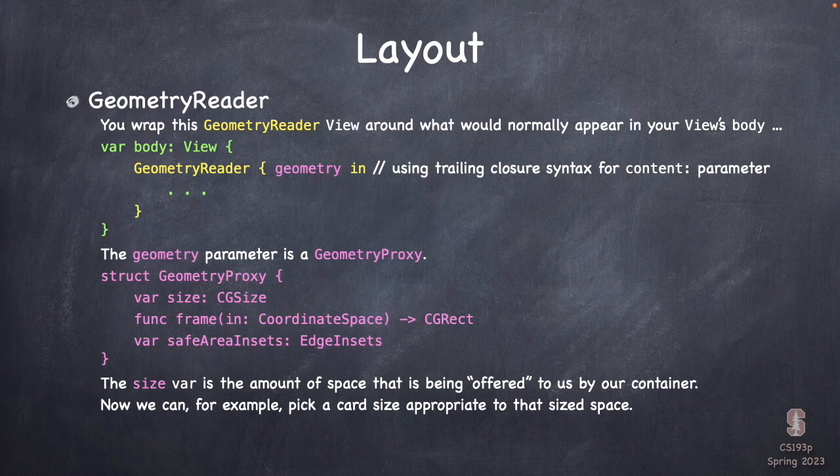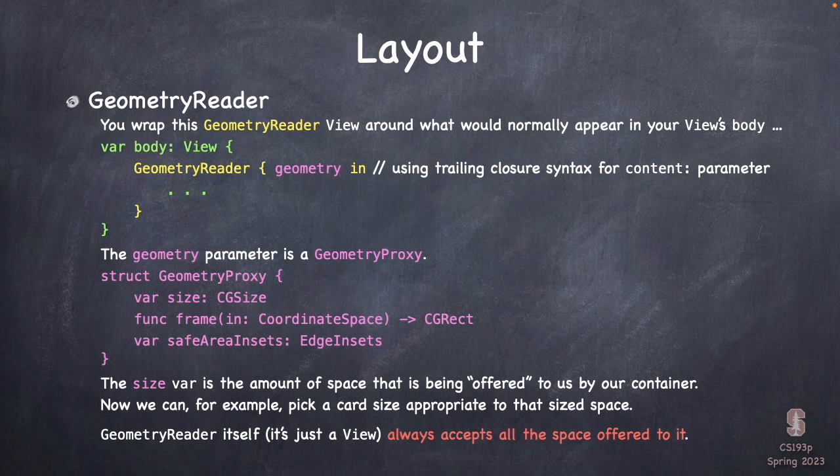The only trick with GeometryReader that's important to understand is that it uses all of the space offered to it. It's really the only way it can work, right? Because the whole idea is it tells you how much space was offered to you, so it has to use all that space to see what its size is. So that's in red here. Some people forget about that and they're trying to make a view small, but then they're like, oops, I forgot. I put it in a GeometryReader and now it's as big as the space offered.